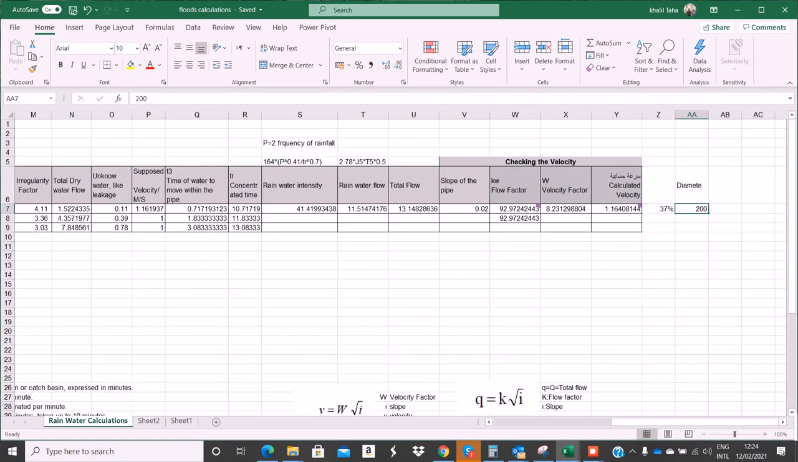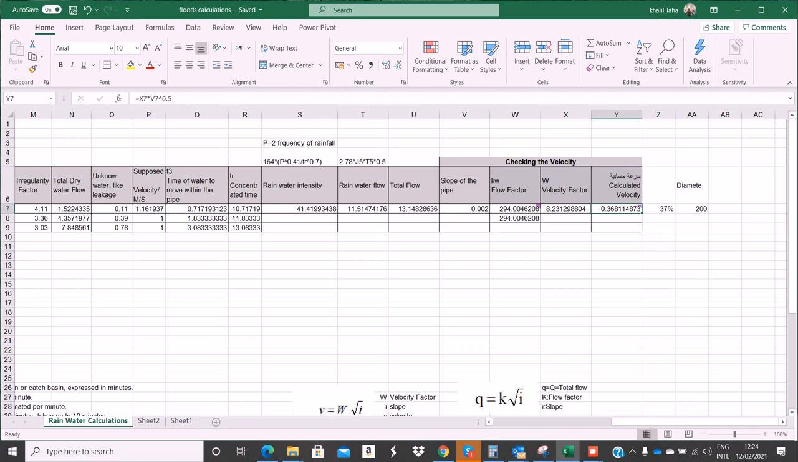Now I have the velocity, I have the percentage of the flow, I have the diameter, and I checked the velocity, and it is okay. If I need to increase the velocity, maybe I can change the slope. If you see the slope of 200%, it's a lot. Maybe I can make it less.